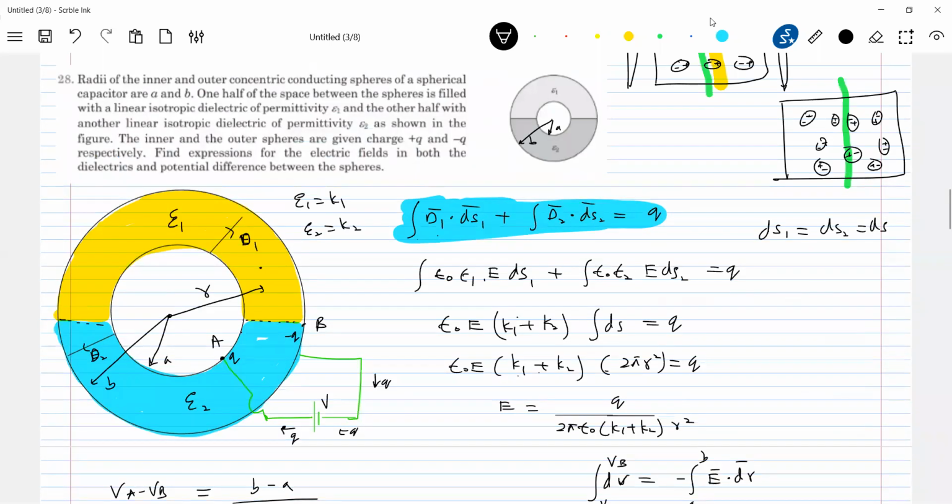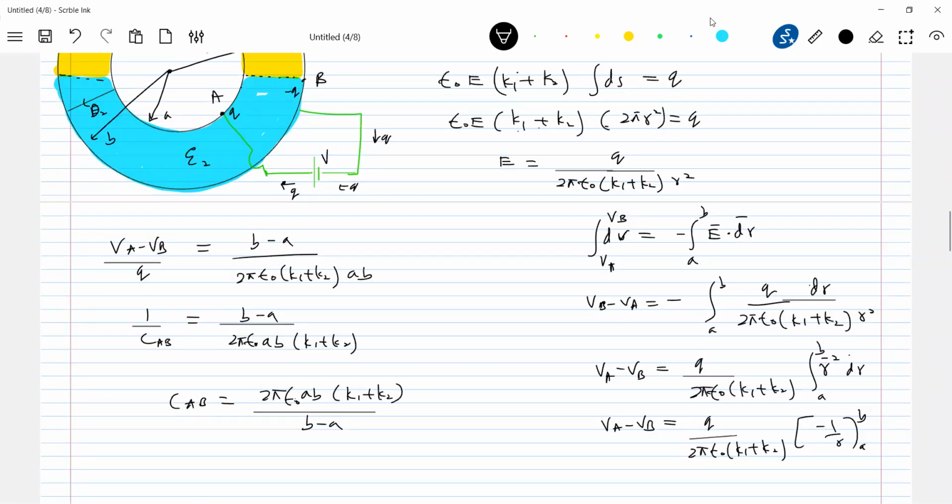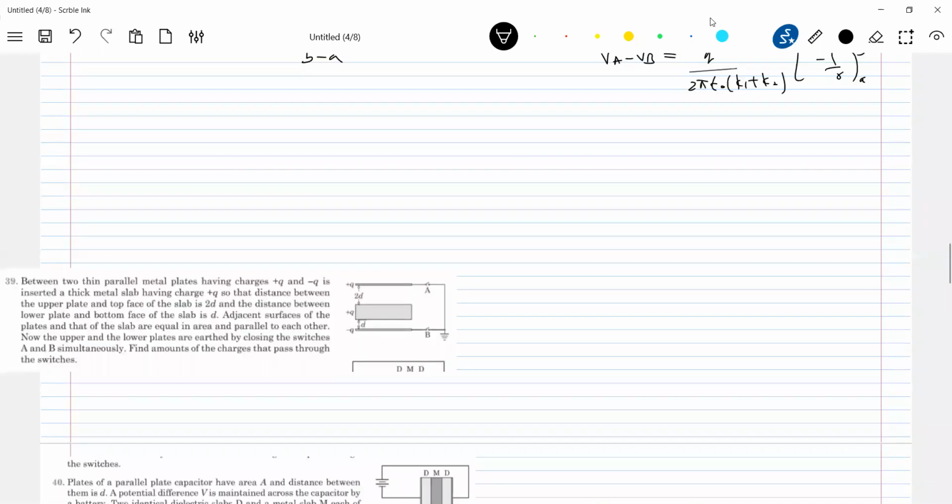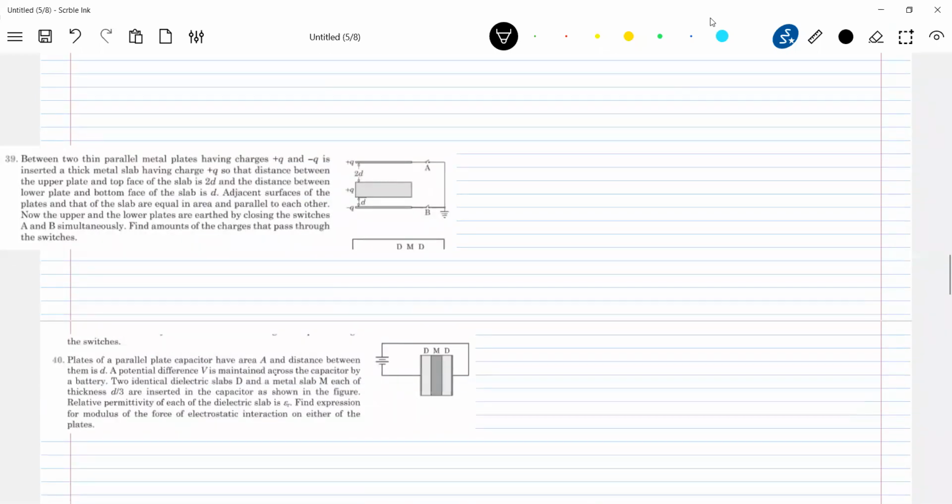So if you just go for the application part, whenever a dielectric slab comes, things are a little bit complicated. It's not that easy. We must have a basic idea of the displacement electric field. Come, for next, we'll take the next question.